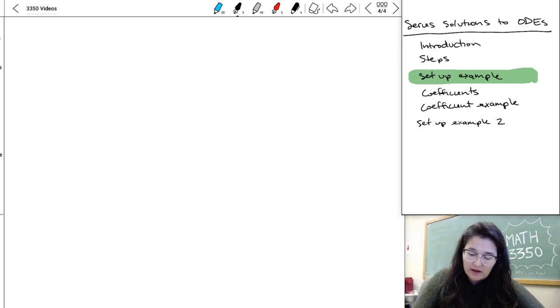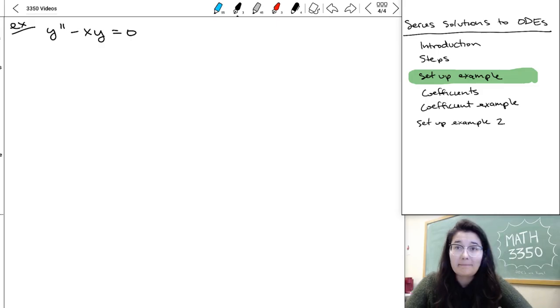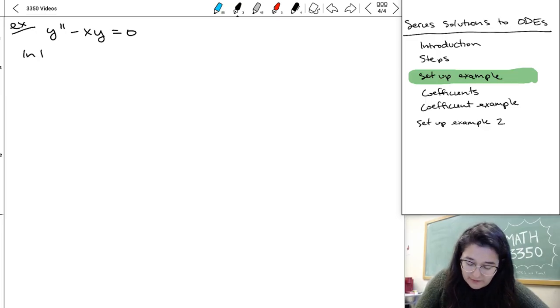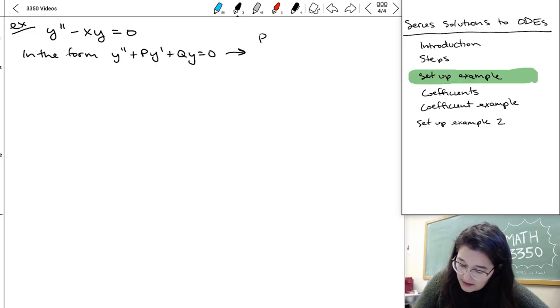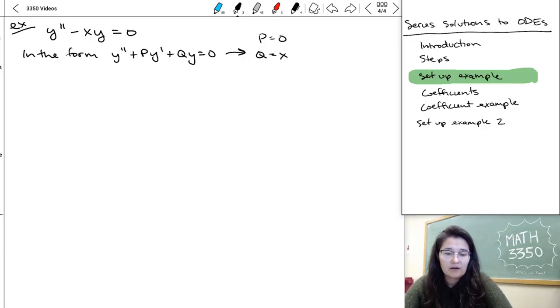The example that I'd like for us to work with is trying to solve the differential equation y double prime minus xy equal to 0. This is an initial value problem, so it's going to be okay if we have unknown constants at the end. And we're already in the form y double prime plus py prime plus qy equal to 0 for p equals 0 and q equal minus x.